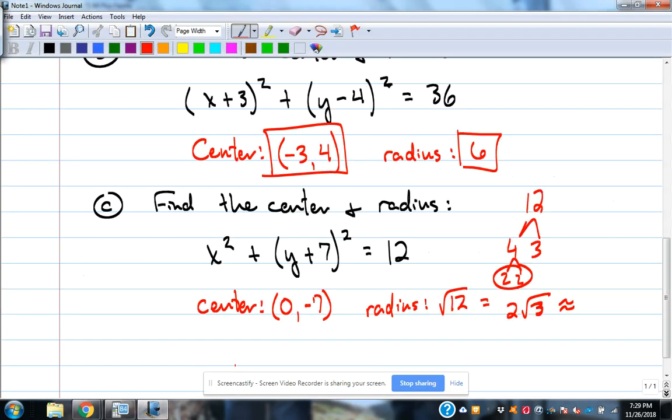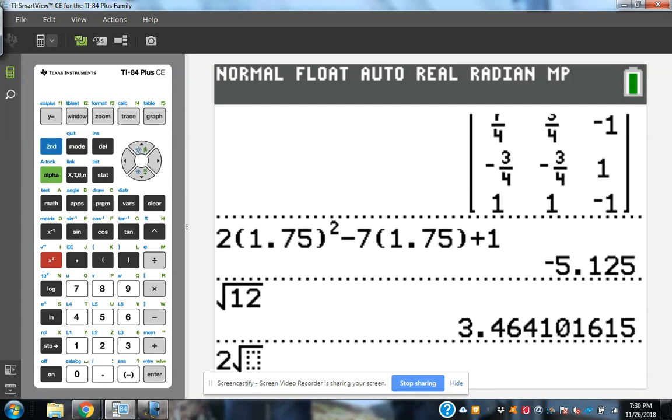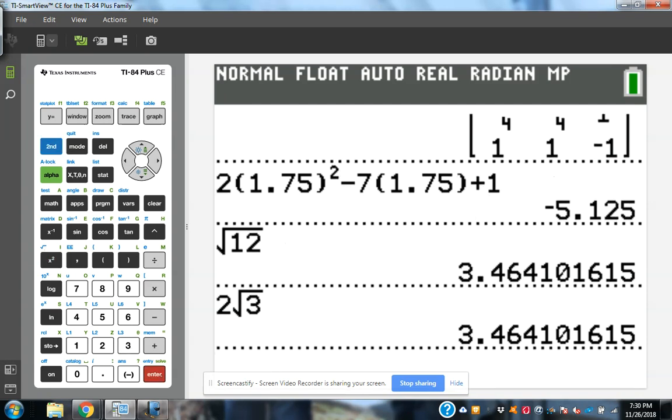Let's go 2 decimal places. 3.46-ish. So the 2 radical 3, or 2 square root of 3, is the exact radius. A decimal approximation is 3.46 for that. So be able to find an exact and a decimal approximation. In my calculator, to get the approximation, I did square root of 12. If I did 2 square root of 3, I get the exact same decimal out of that. So you should be able to match those up.